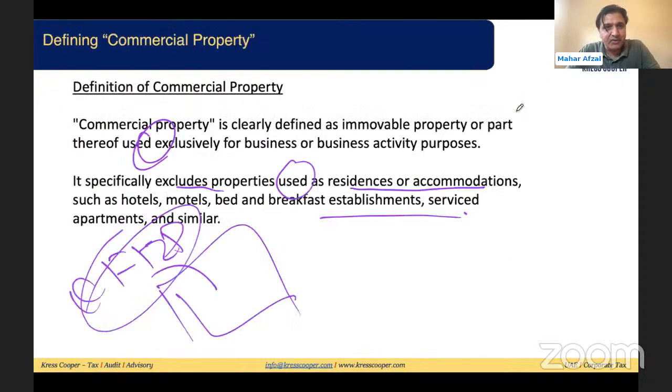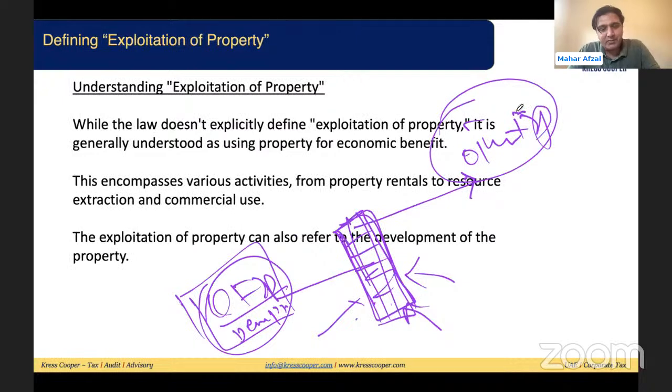Can I go back to the definition of commercial property given in the decision? This is used exclusively for business or business activity purposes. Excludes property used as a residence or accommodation. So apparently it seems like this, when this tower has been built up by the qualifying free zone person, the tower is being sold to another free zone person. The tower will not be used for living or accommodation purposes. This is a commercial tower, exactly based upon the wording of the law. Apparently, it seems like it will not be considered as a qualifying income. The reason is this is not a used tower.